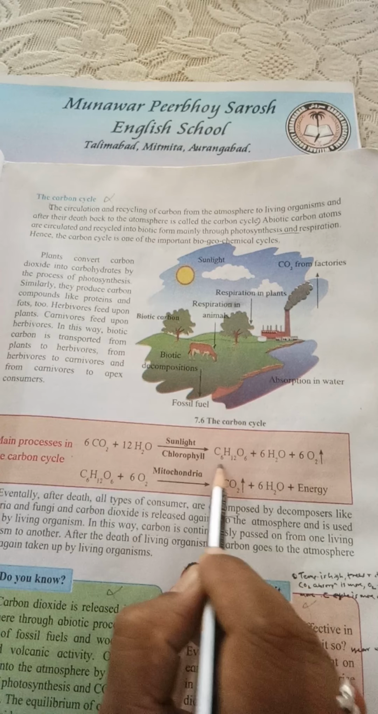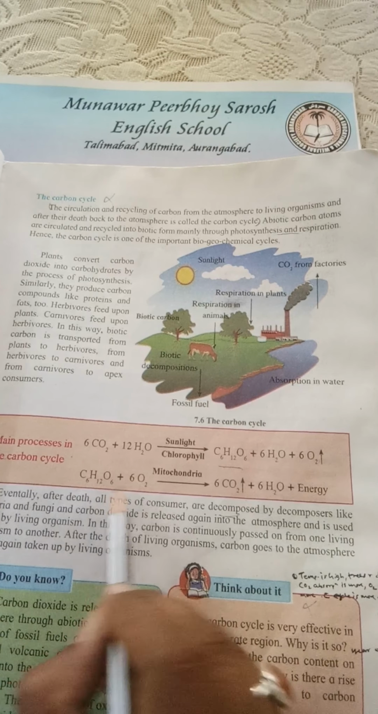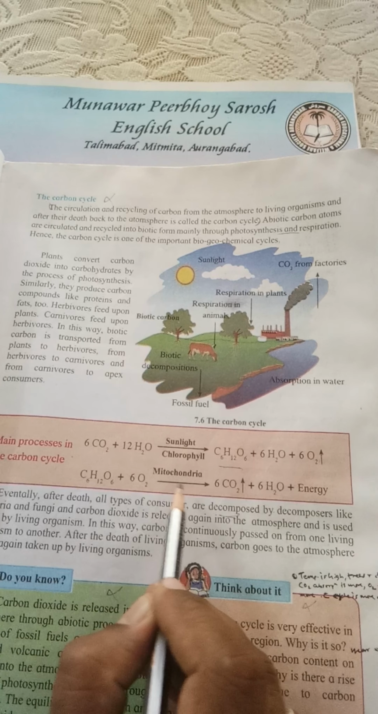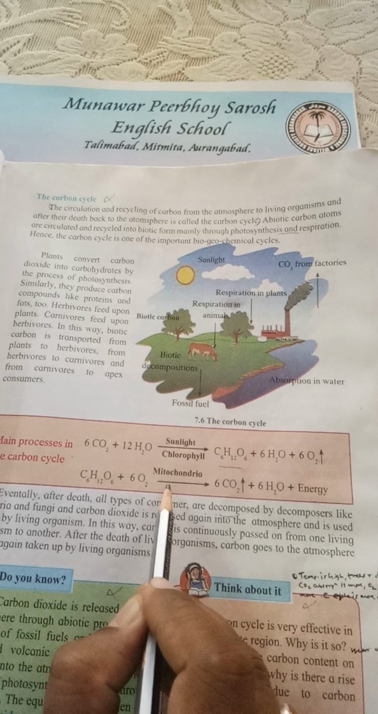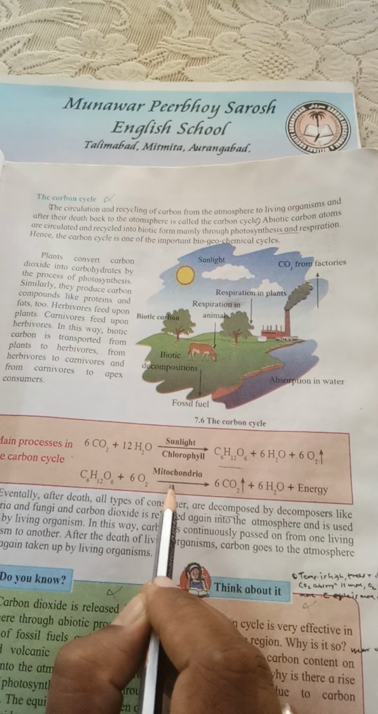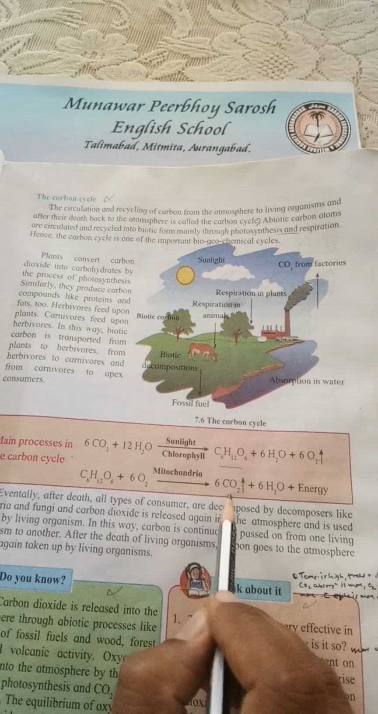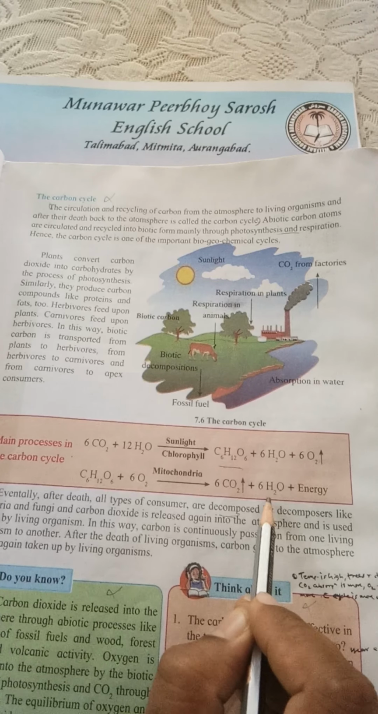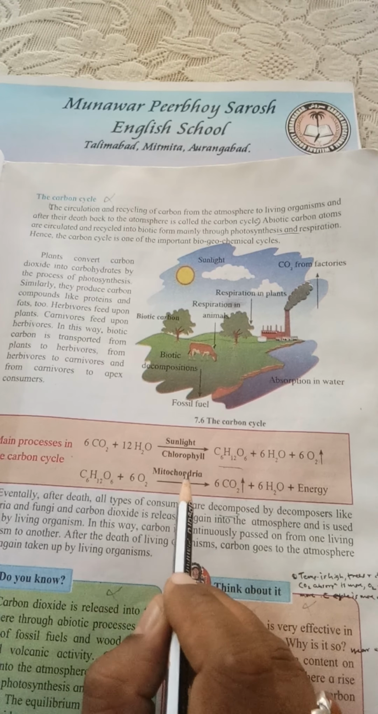Now this is the product, this is the glucose, and this will be taken as a reactant now. Glucose plus oxygen in the mitochondria. Mitochondria is an organelle of the cell where the energy is produced, so it is known as the powerhouse of the cell. It will give 6 CO2, a gas again, plus 6 H2O, water, plus energy. So in this way, energy is being produced in the mitochondria.